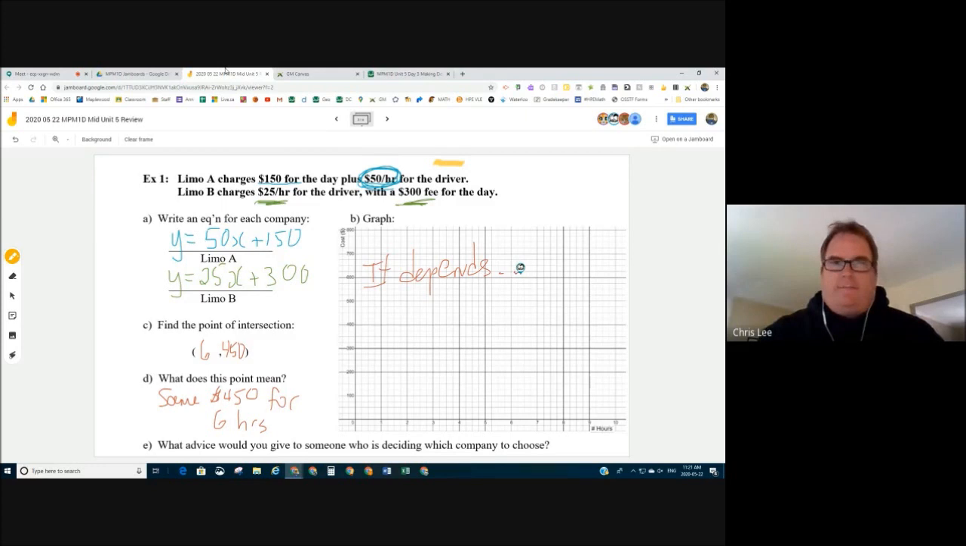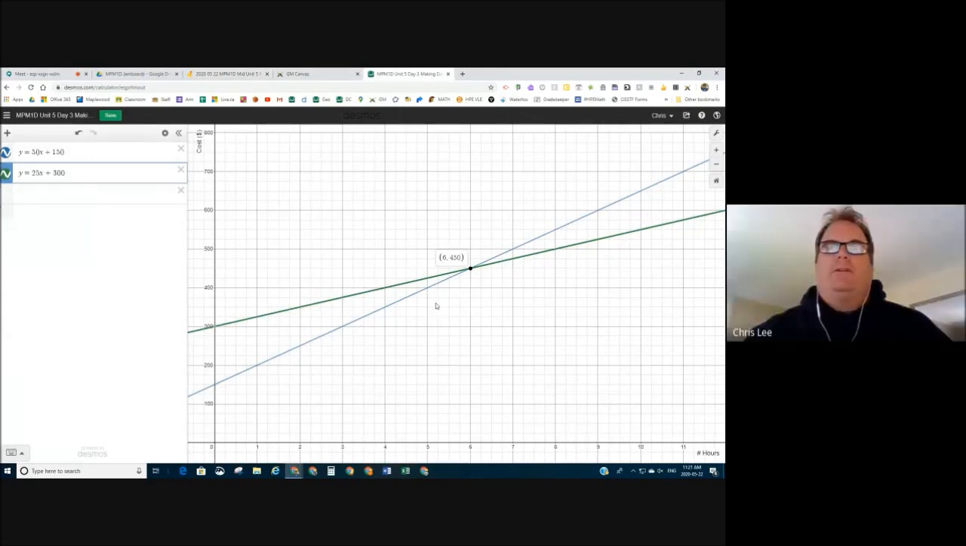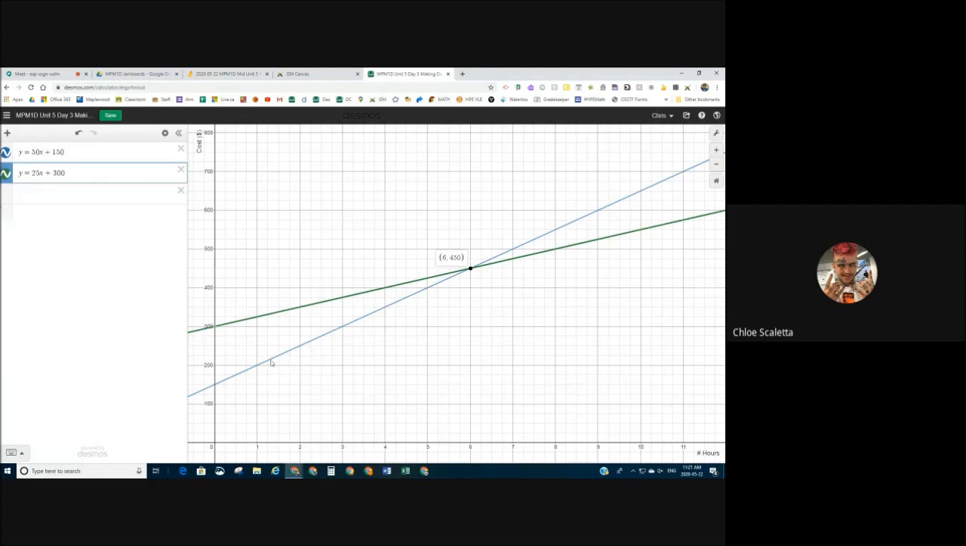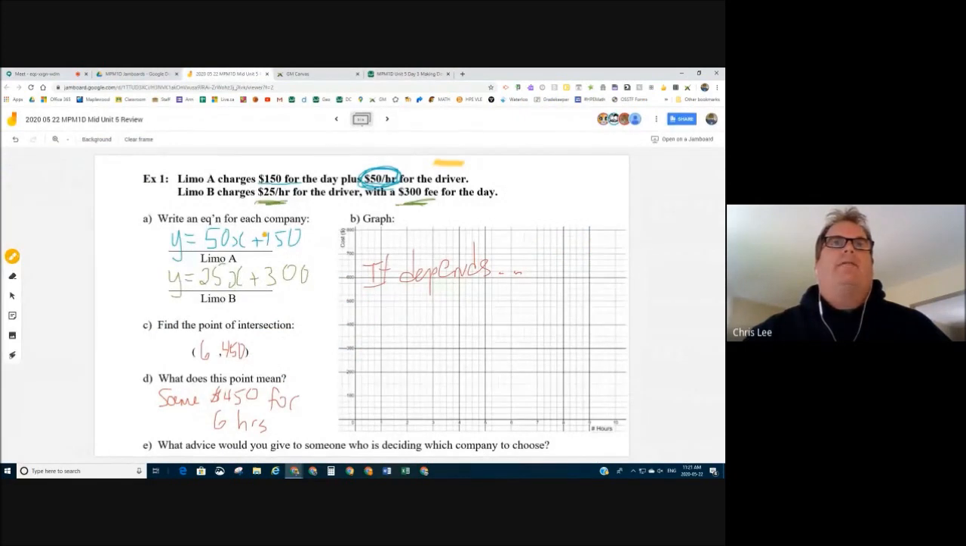So which company is cheapest at the beginning? The blue line? Yeah, the blue line. So that's the 150. You can see it here too. It has the smaller flat rate. So it's going to be a little bit cheaper at the beginning.